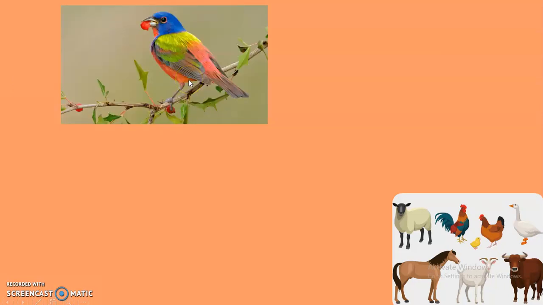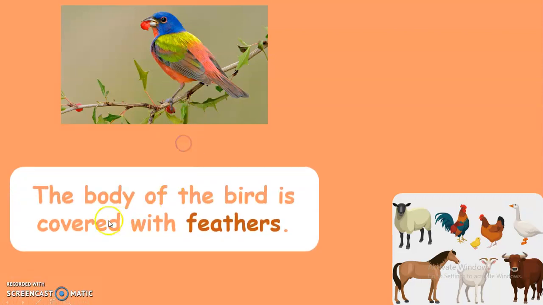Look at this bird. It's so nice. What covers the body of the bird? Scales? No. Hair? No. What are these? These are excellent feathers. So the body of the bird is covered with feathers. Say feathers. So the body of the bird is covered with feathers.